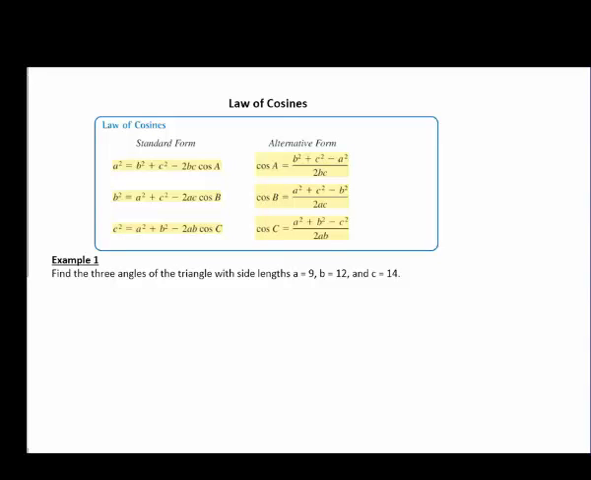So now we're going to talk about the law of sines, and the law of sines allows us to solve triangles that are not right if we have side, side, side, or side, angle, side. Okay, and there are two ways we can use the law of cosines.